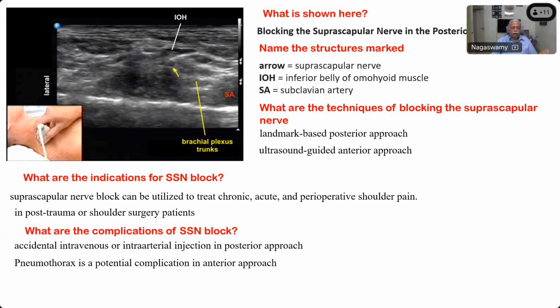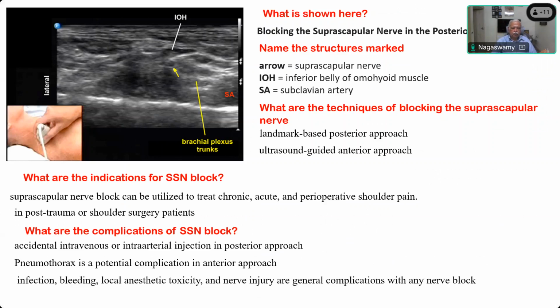Pneumothorax is a potential complication in the anterior approach, and infection, bleeding, local anesthetic toxicity, nerve injury are all general complications of any nerve block which can happen here also. So please don't mention phrenic nerve palsy here. This is important.